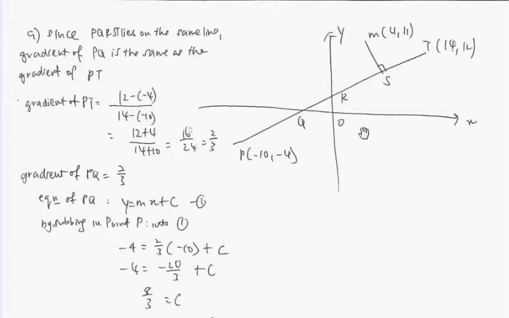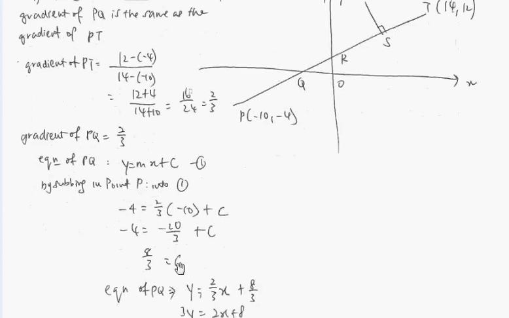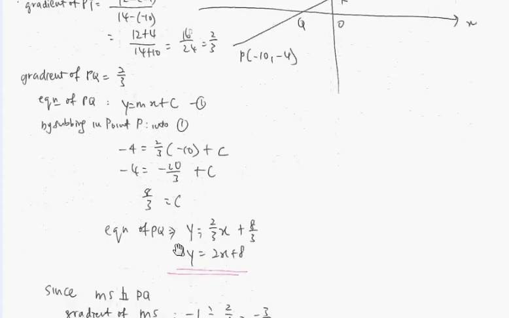Since the gradient of PT is equal to the gradient of PQ, the gradient of PQ will be 2/3. To find the equation of PQ, we use y equals mx plus c by subbing in the point P, which is given, and the gradient 2 over 3. Simplifying it, we'll be able to get c equals 8 over 3. Therefore, the equation of PQ is y equals 2 over 3 x plus 8 over 3. Multiplying 3 on both sides, 3y equals 2x plus 8.